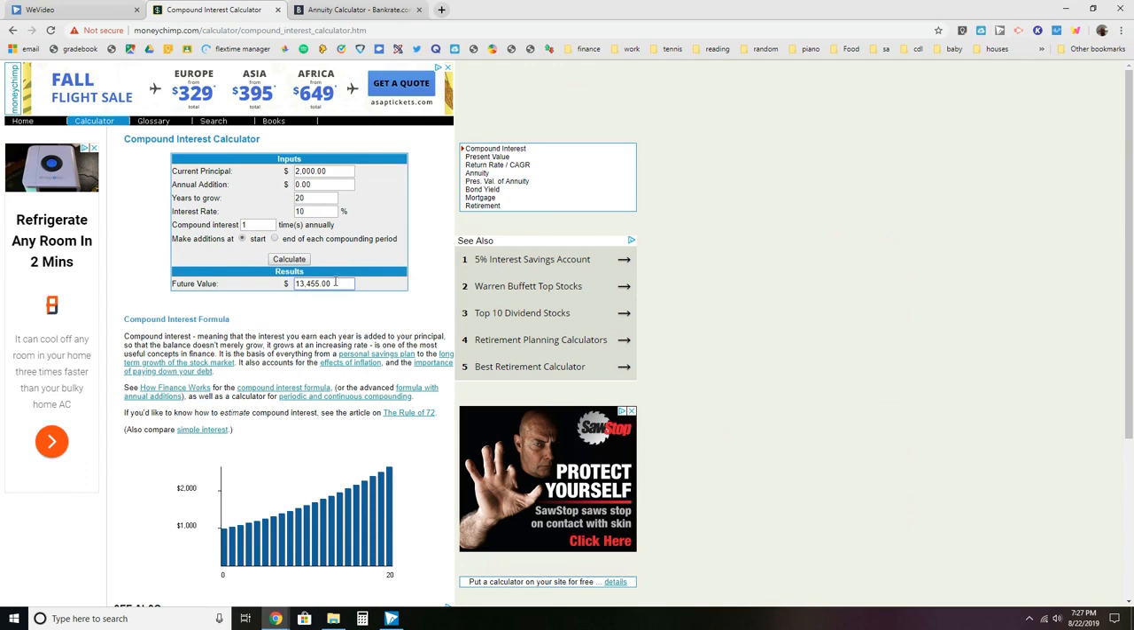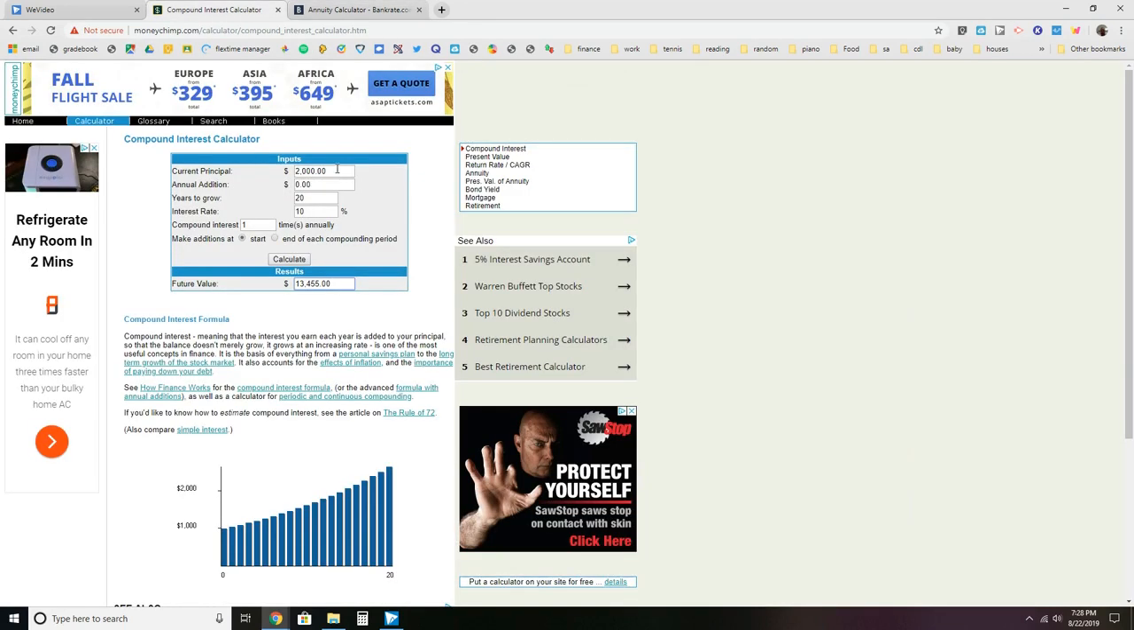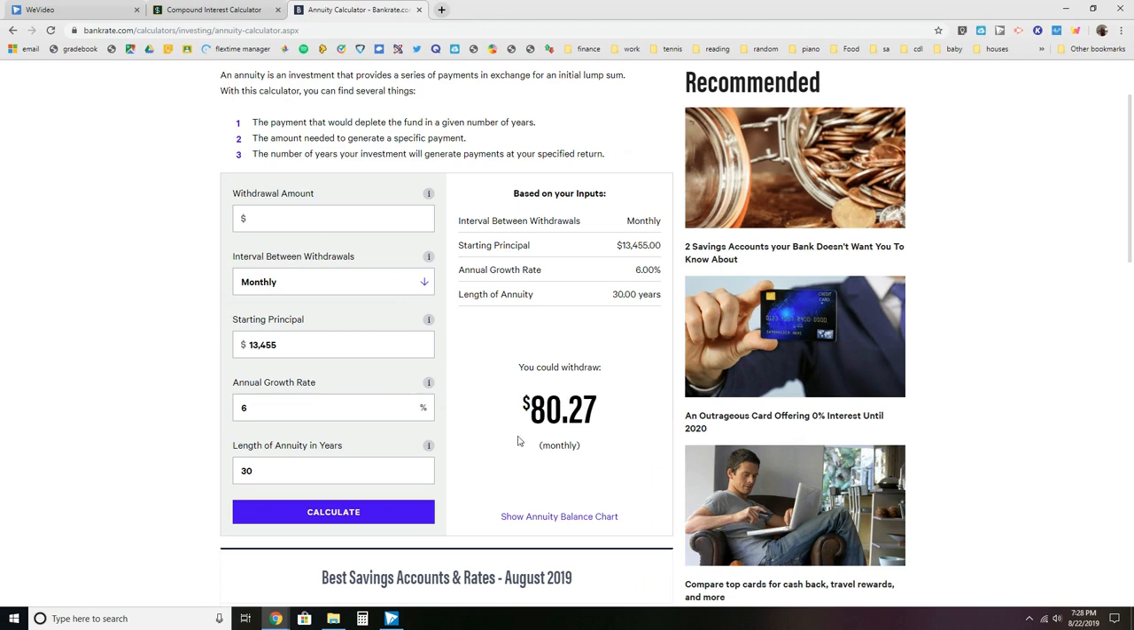So if you have $13,455, we're going to put an annual growth rate of, let's do 6%. And we're 60 years old. We want it to last until we're 90. You'll be able to take out $80 per month from 60 all the way to 90. Now that is with putting $2,000 in at one time, letting it grow for 20 years, and then putting all that money into the annuity.